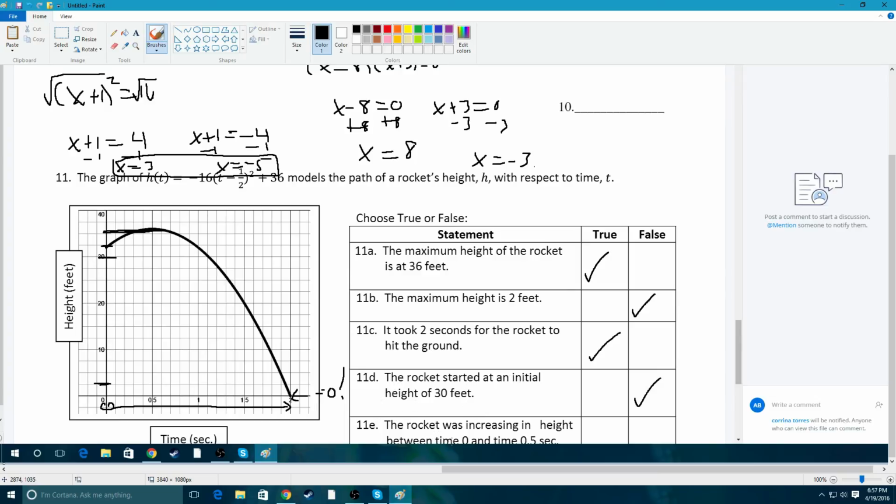And the rocket was increasing in height between 0 and 0.5. Okay. So if we take a look at this graph, at x = 0, which is right here. So here's x = 0. And at x = 0.5, if you look at the arc, you should see that the arc is getting bigger. It's increasing. It's going like that. So that means that it was increasing between those time intervals.